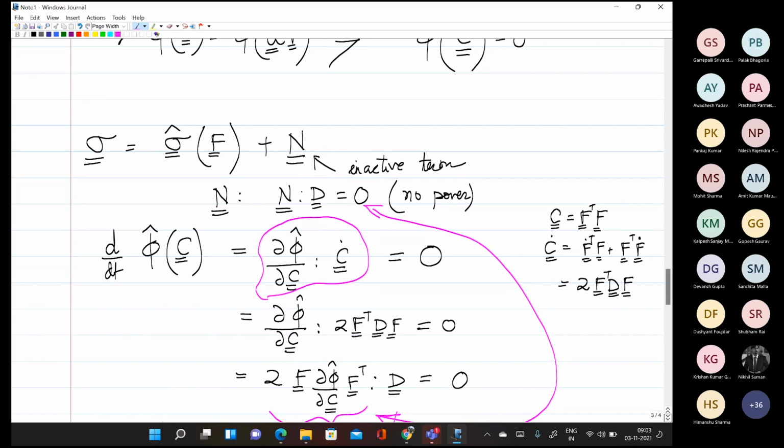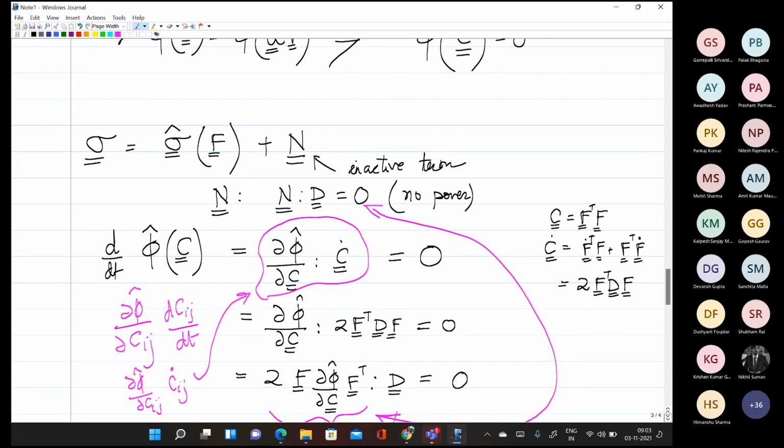Okay. See, we have simply used the chain rule. That's del phi hat over del Cij into dCij by dt, right? Chain rule, because phi hat is a function of C and I want the derivative with respect to time. So we have to use the chain rule. And this is equivalent to double contraction. Exactly. Del phi hat by del Cij into Cij dot. And that's the same as this.